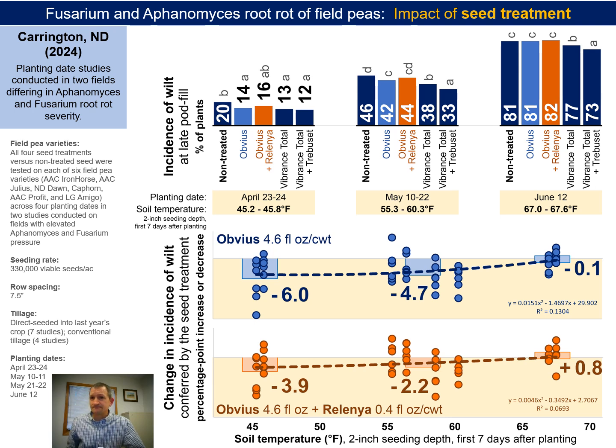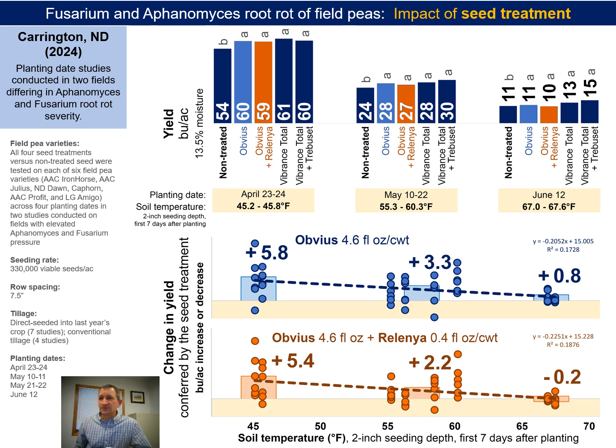That's just a guess. Okay, now if you look at the comparative performance of Obvious and Rellenia versus Vibrance and Vibrance Total, you see that Obvious, at any rate, is performing very similar to Vibrance in terms of reduction in wilt symptoms. You look at the bar graph in those very cool soils. As the soils begin to warm up, Obvious is not as effective at reducing those wilt symptoms as the Vibrance Total. Okay. So let's look at yield potential.